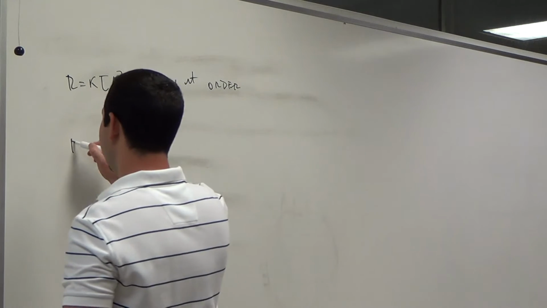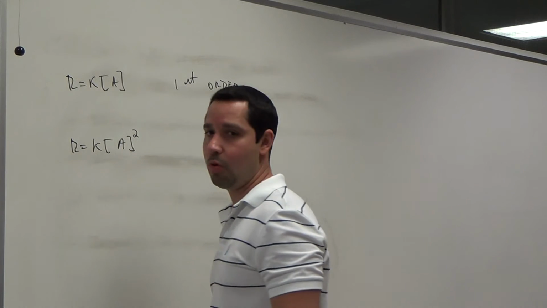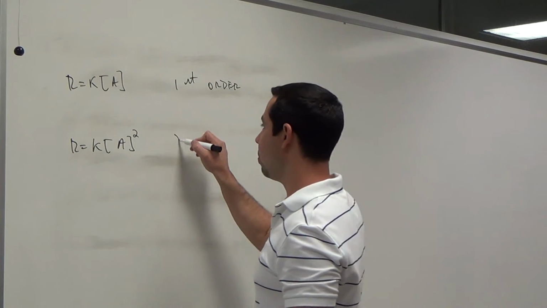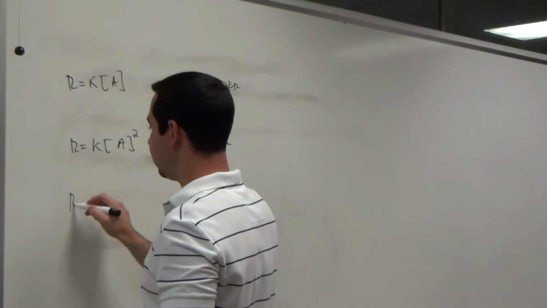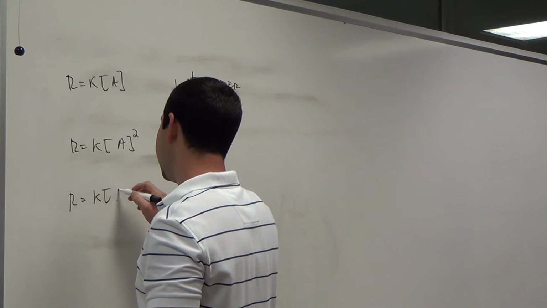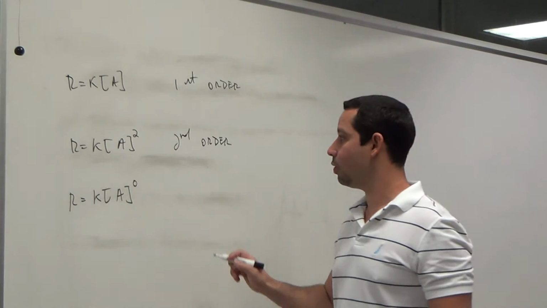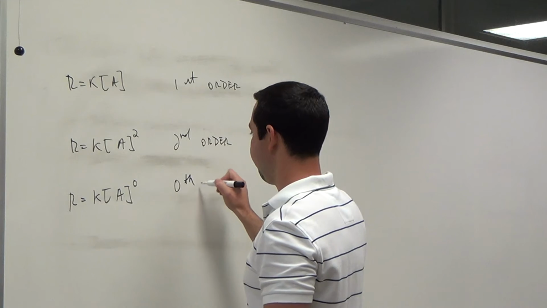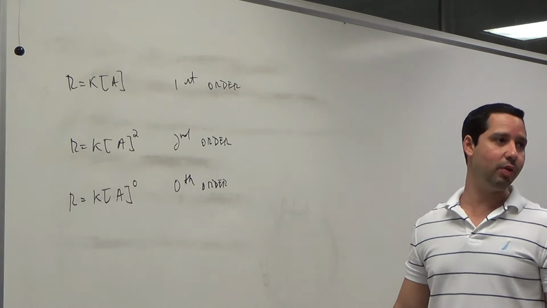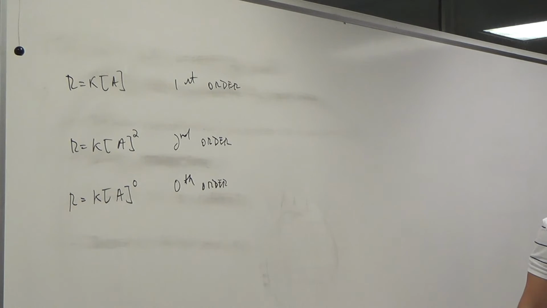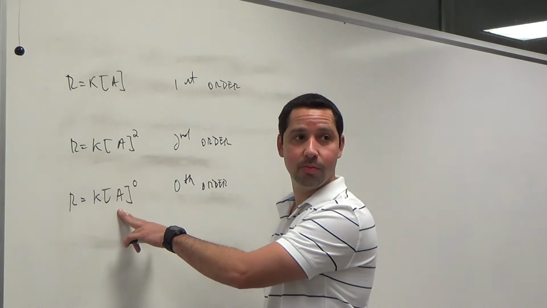If this had a 2 here, what would that be? Second order. And if it had a 0 here, what would that be? Zero order. These are powers, yes? So anything raised to the 0th power is equal to what? One. So the concentration doesn't matter. Okay?